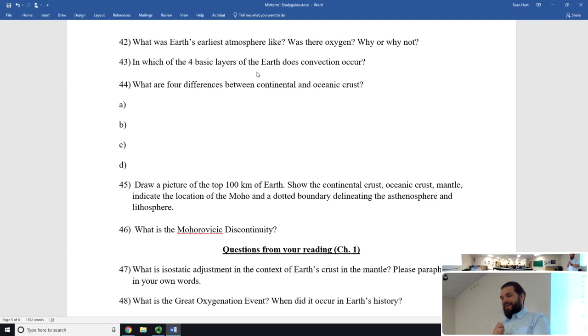But it's definitely the mantle. Okay, and then also you can mention the outer core as well. Because there's convection in the outer core. That's what creates the magnetic field.